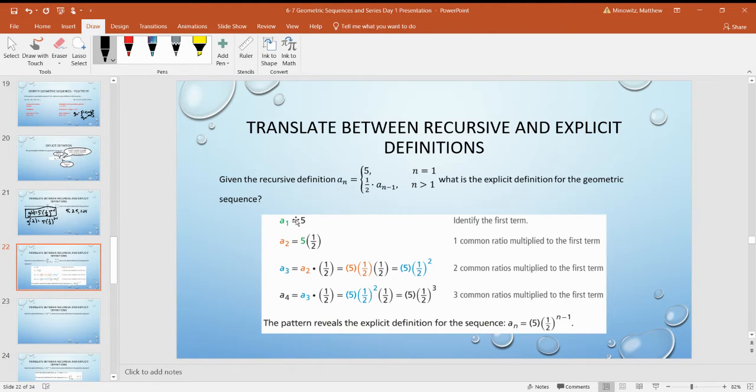So once again, here the book wrote the same thing. They showed it out as, okay, these are the ratios. So r is 1/2, 5 is our starting term. Still the n minus 1. The exponent's going to be n minus 1 as long as this is the first term.